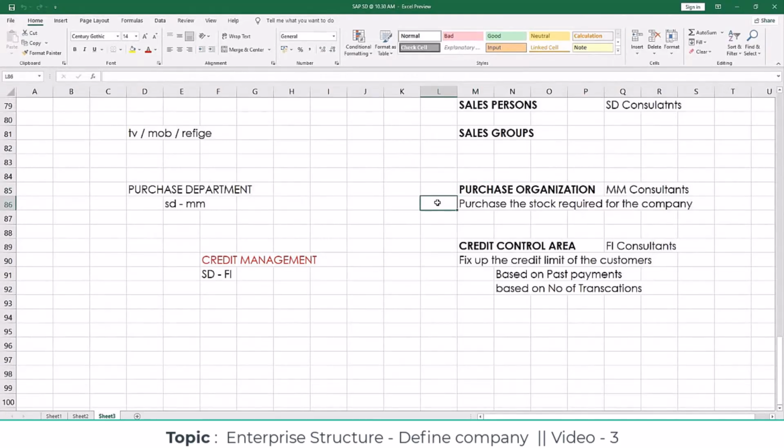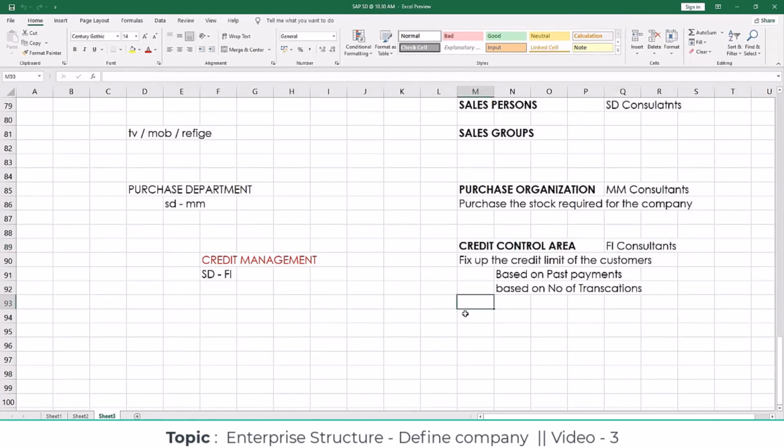And then we worked with credit control area as well. The use of this credit control area is basically to fix the credit limit of the customer. In case the company is trying to offer goods on credit, up to what value the credit limit needs to be issued, that is going to be fixed by our credit control area department. And we have an FI person who will be doing this. So these are the terms we checked out in our last class.